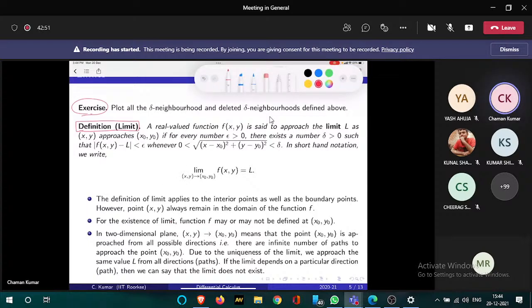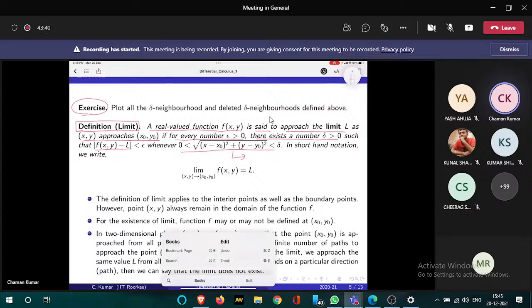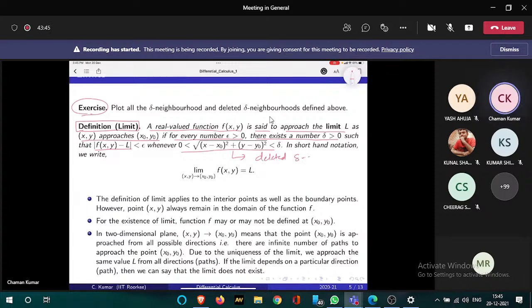We go to the epsilon delta definition. So we say that a real valued function is said to approach the limit L as xy approaches x0, y0 if for every epsilon greater than 0, there exists a delta such that the distance between the function f and the limit L is less than epsilon whenever we are picking the point xy from the deleted delta neighborhood of the point x0, y0. You have just seen this definition.